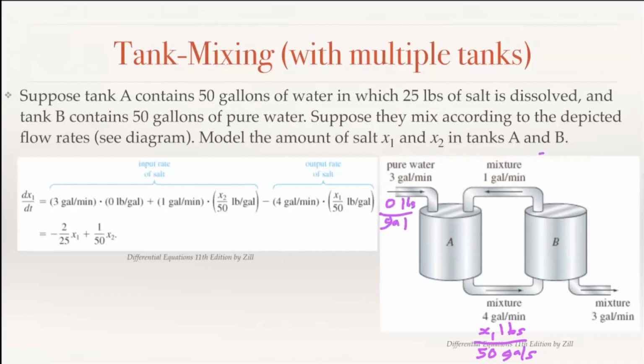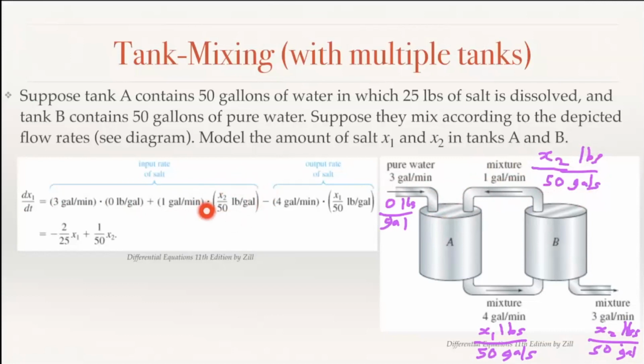Flowing from B to A, there are x2 pounds of salt in tank B, and again, constantly 50 gallons of water in it, because initially 50, and same input and output rate, 4 gallons a minute in, a total of 4 gallons a minute out, 3 plus 1. And over here flowing out, that concentration is also x2 pounds per 50 gallons. Okay, so dx1 dt, that's 3 gallons a minute in, times 0 pounds per gallon, that's this part. And now we have this other part flowing in, so plus 1 gallon a minute in, times x2 pounds per gallon of salt.